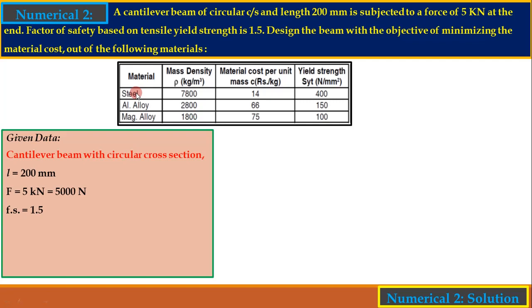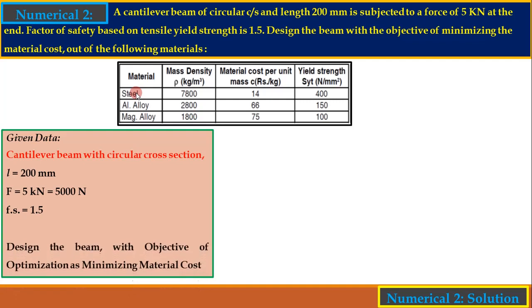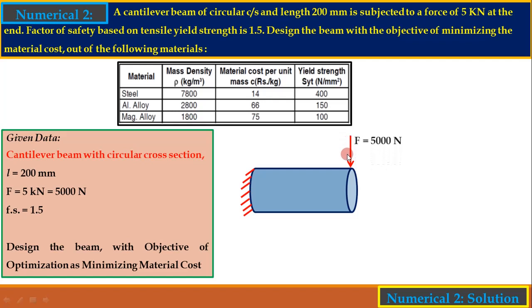So for this purpose, we have to go for the optimum design procedure. So we have to design the beam with the objective of optimization as minimizing the material cost. So this is our problem statement on which we have to work here. This is a cantilever beam which is fixed at one end, subjected to a force at the free end, having magnitude 5000 Newton, length 200 mm, and the diameter d we have to determine. So this is the numerical statement.